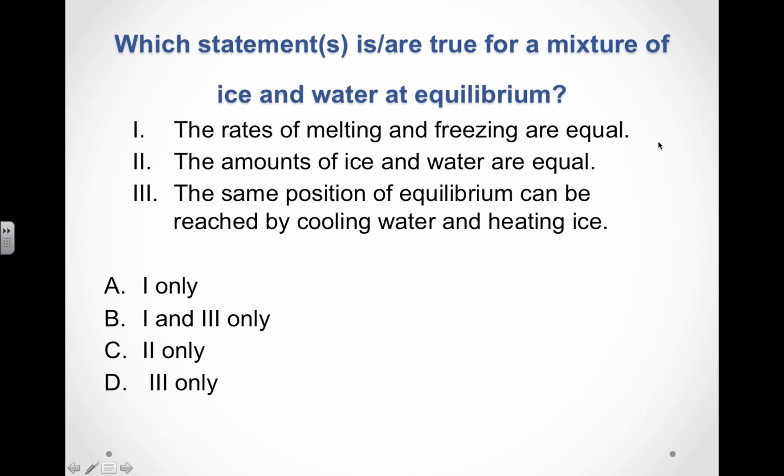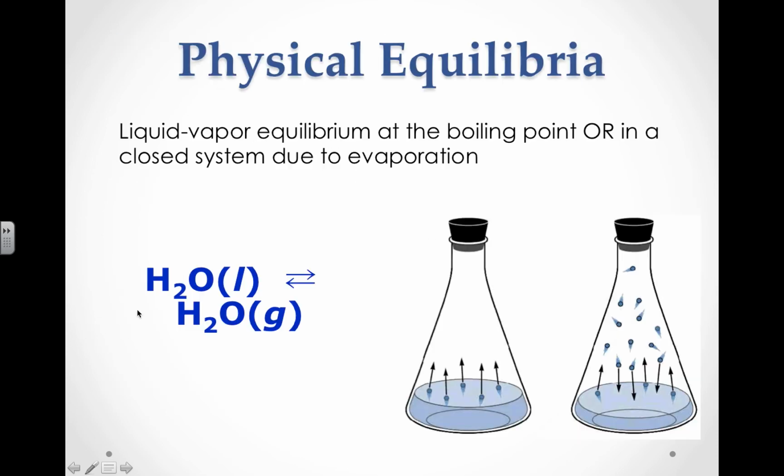All right, so Roman numeral 1, the rates of melting and freezing are equal. Yes, because it's the rate. And that's what makes something at equilibrium, when the rates are equal. So yes for Roman numeral 1. 2, the amounts of ice and water are equal. No, we don't have to have that. It could happen, but it's not necessarily going to. Okay, the same position of equilibrium could be reached by cooling water and heating ice. Yes, because we can reach it from either direction. So 1 and 3, letter B.